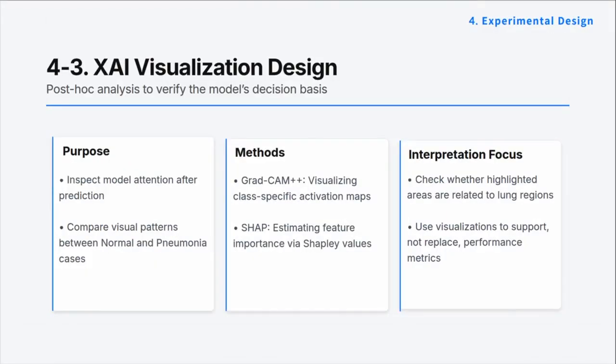Next is the XAI design. In medical AI, explainability is very important. We use Grad-CAM++ and SHAP for XAI analysis. Grad-CAM++ visualizes attention regions using heat maps, while SHAP explains feature contribution.